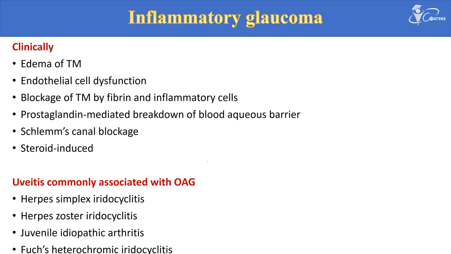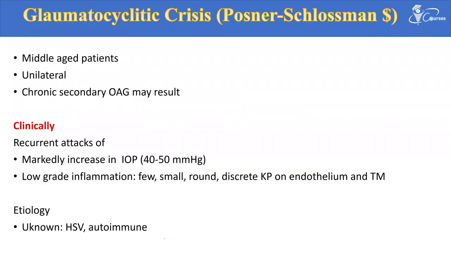So what are the common uveitis diseases characterized by open angle glaucoma? The viral uveitis is characterized by high intraocular pressure. So herpes simplex iridocyclitis, herpes zoster iridocyclitis, juvenile idiopathic arthritis, and the Fuchs heterochromic iridocyclitis. All these diseases are characterized by high intraocular pressure. So let's start with a common disease in exams, but not very common in practice. It is called the glaucomatocyclitic crisis or the Posner-Schlossman syndrome.